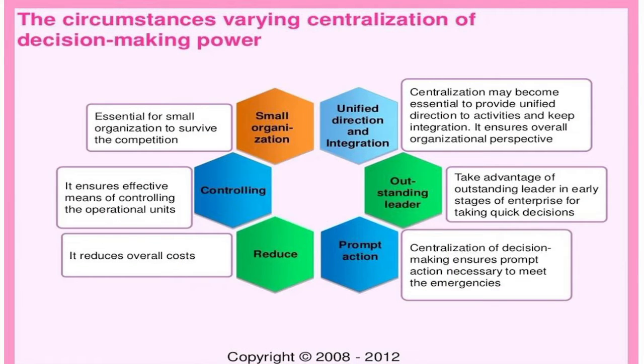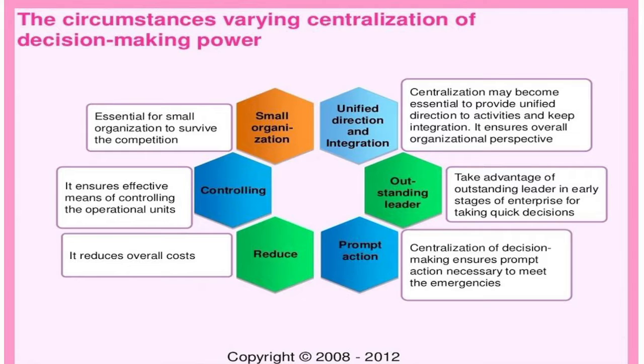Then the circumstances favouring centralization of decision making power. Number one, for a small organization to survive the competition, because only one person will be there. A small organization, with 1, 5, 10, 20 people like that, has only one person as the decision maker. So he is the whole and sole responsible person, or we can call him the owner. Examples are a partnership firm as well as a sole trader. So it is essential for a small organization to survive the competition.